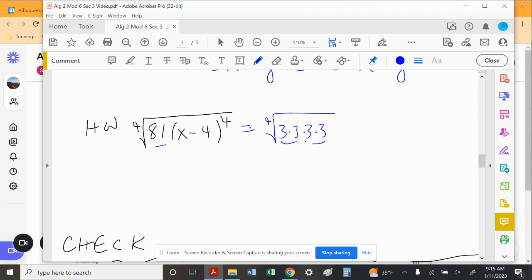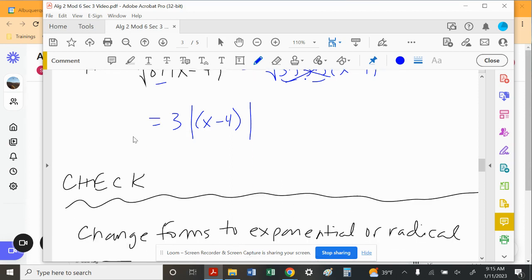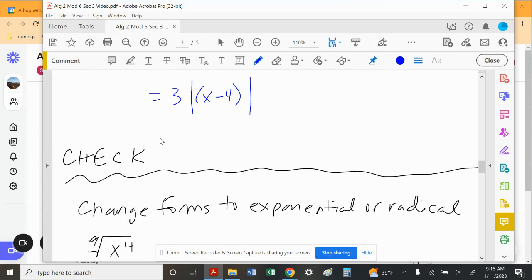Okay, so then we still have x minus 4 to the fourth. I'm going to leave that alone. So I can take out 1, 3. Those go away. I look at this power divided by this power. 4 divided by 4 is 1. So I have x minus 4 to the first power. And because it's an odd power in the answer, I put the absolute values around it. Okay, so the next thing you need to be going through is the check and take care of that.